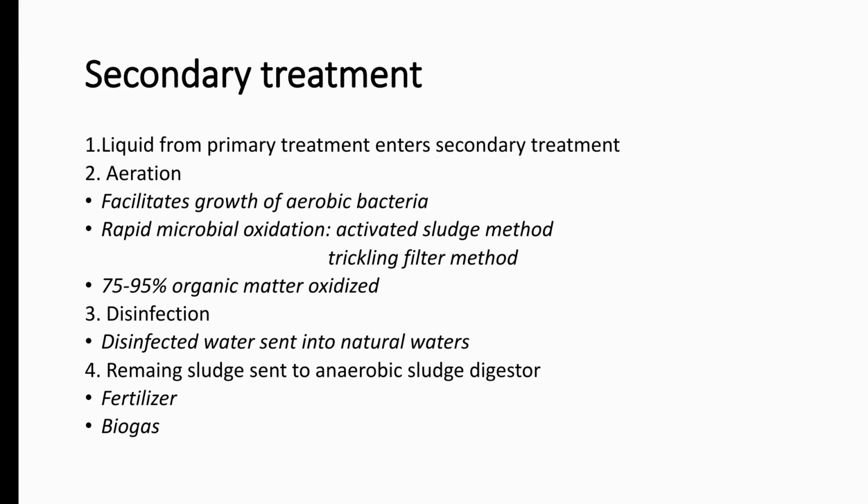The second step of industrial wastewater purification is the secondary treatment. Liquid from primary treatment enters secondary treatment. During secondary treatment, aeration takes place. Aeration means mixing of water with air. This facilitates the growth of aerobic bacteria, which results in rapid microbial oxidation. The two main methods used for aeration are the activated sludge method and the trickling filter method. During this step, 75 to 95% of organic matter present in water is oxidized.